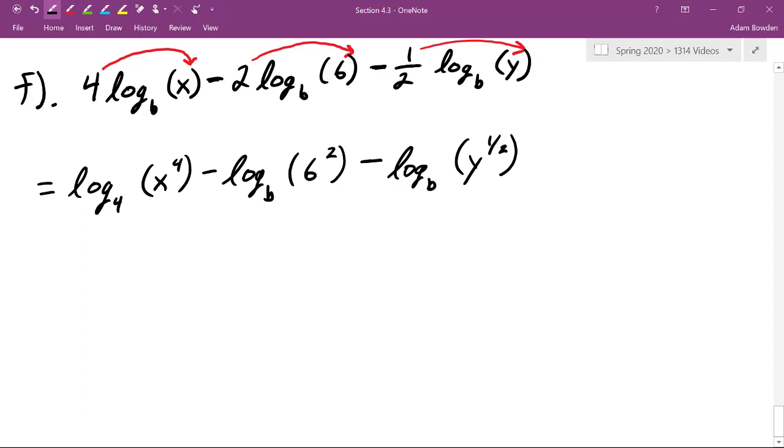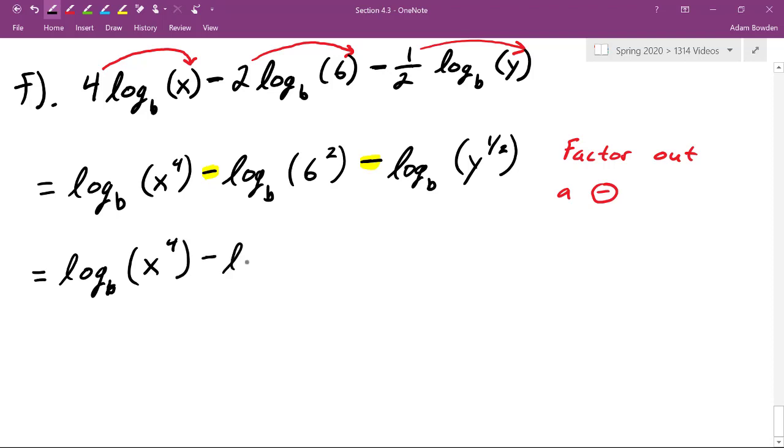And so now we've taken care of those things, the exponents, by the power rule. But the curious thing is we have a minus and then another minus. To help make this a little bit easier to deal with, I'm going to factor out a negative. From the two negatives, I'm going to take away a negative. Now that's kind of weird sounding, but the way that it would look is what I'd have here is log base b of x to the 4th minus log base b of 6 squared.